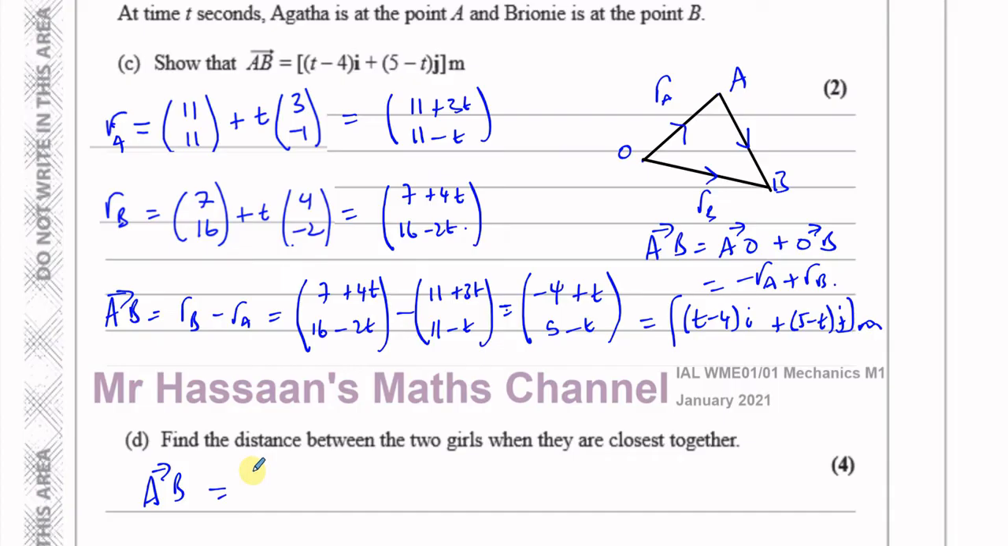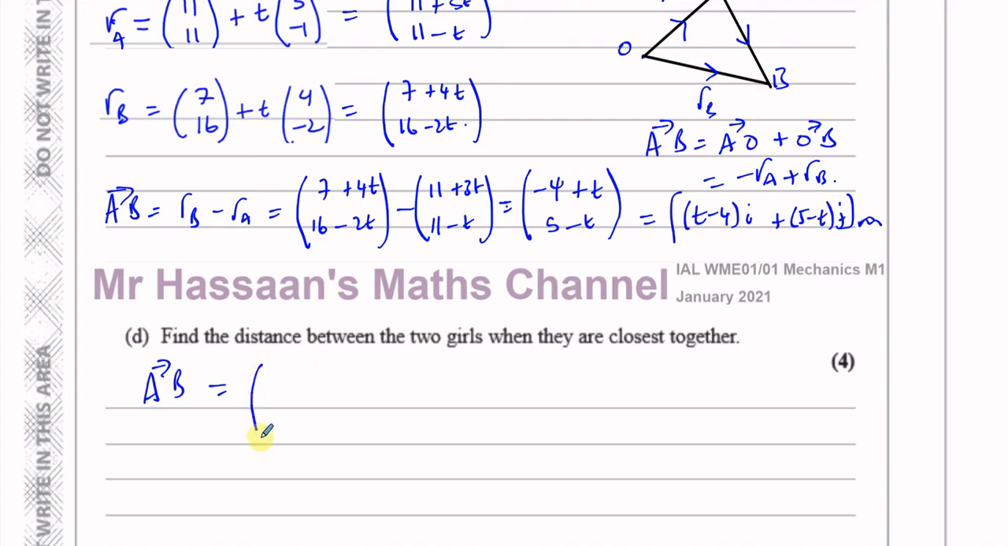Okay, so this is a vector that describes the displacement between these two girls, basically. I'll write it in this form: (t − 4) over (5 − t). So whatever value of t I put in here will tell me the vector to get from Agatha to Briony at any particular time, t.